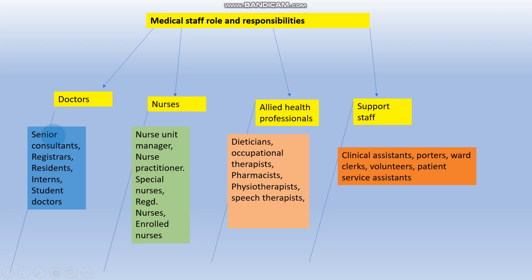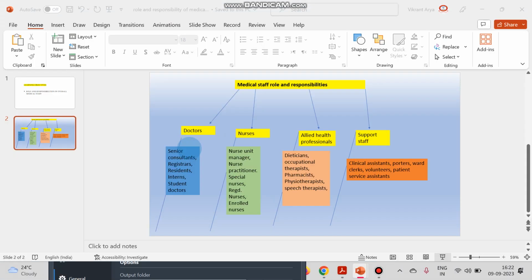Among the doctors, we have senior consultants, registrars, residents, interns, and student doctors. Among nurses, we have nurse unit manager, nurse practitioner, special nurses, registered nurses, and enrolled nurses. Among the allied health professionals, we have dietitian, occupational therapist, pharmacist, the backbone of the hospital, physiotherapist, and speech therapists. In supporting staff, we have clinical assistants, porters, ward clerks, volunteers, and patient service assistants. So let's cover them one by one.